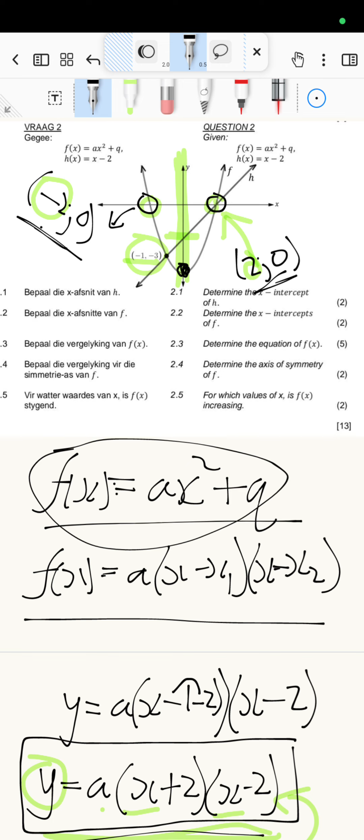Okay. The axis of symmetry of f, I think we've already discussed this slightly, but we haven't mentioned it, right? So it is this line over here, your axis of symmetry, and the equation of that line is going to be x equals 0. And then lastly, for which values of x is f of x increasing?